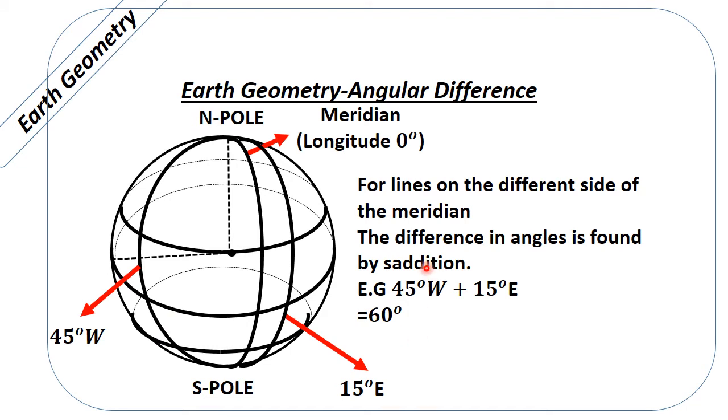Then the second rule, which again has to do with longitudes, is for lines on the different side of the meridian. So lines that are on the different side of this prime meridian, the center, like this one is this direction and this one. To get the angular difference, you add them. So you add 45 degrees west plus 15 degrees east gives you 60 degrees. That's the angular difference if the lines or the points are on the different side of the meridian.